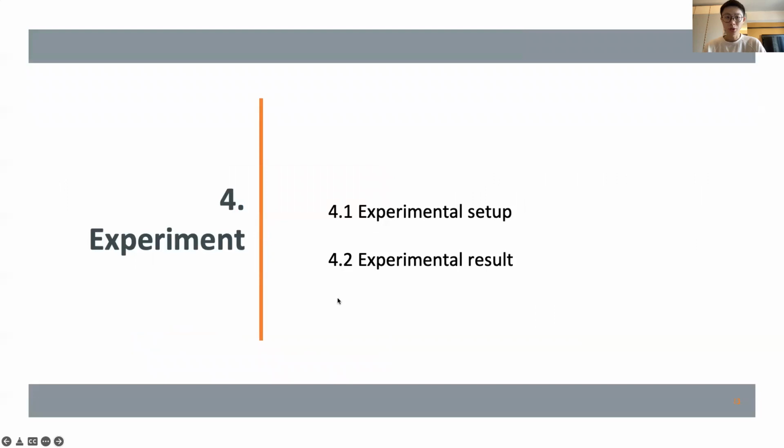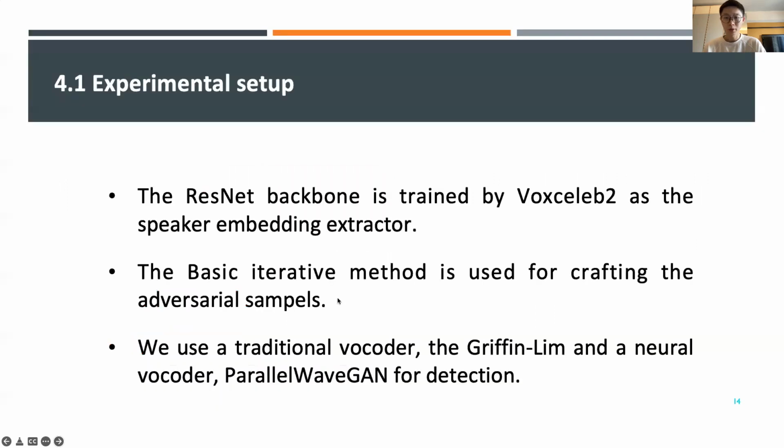Let's get into the experiments. For the setup, we use ResNet as our speaker model, and it is trained on the VoxCeleb 2 dataset. And the VoxCeleb 1 dataset is adopted as the evaluation set. We use the basic iterative method to generate adversarial samples. And we use a traditional vocoder, the Griffin-Lim, and a neural vocoder, Parallel WaveGAN, for detection.